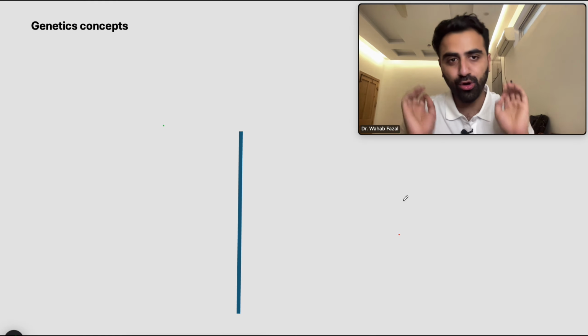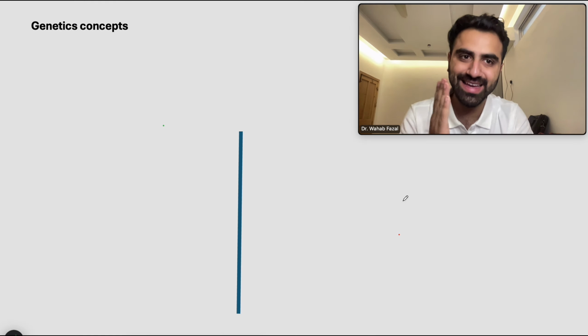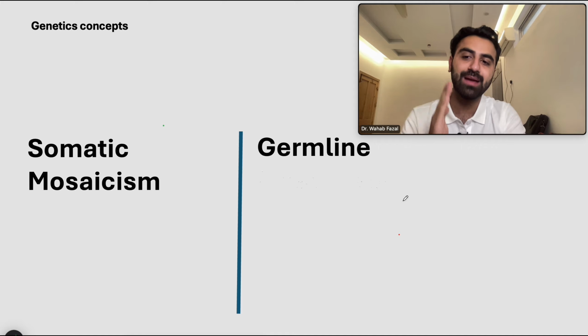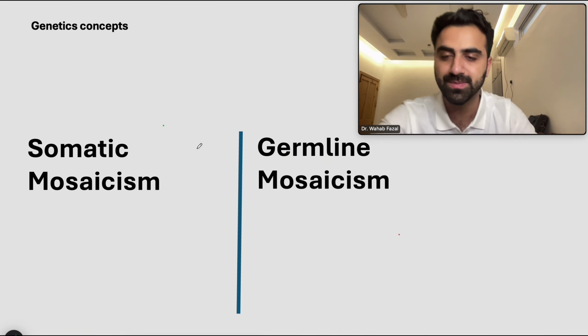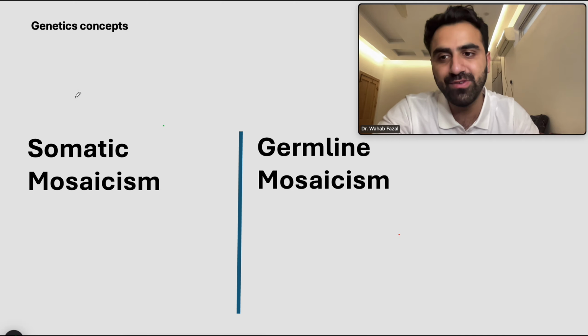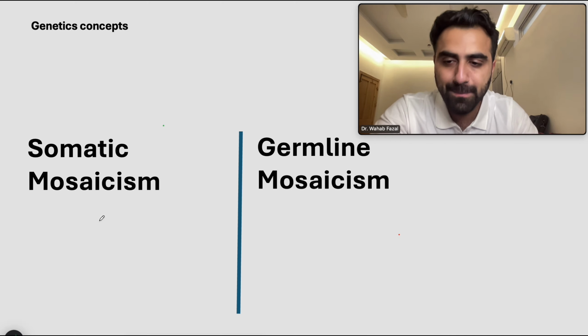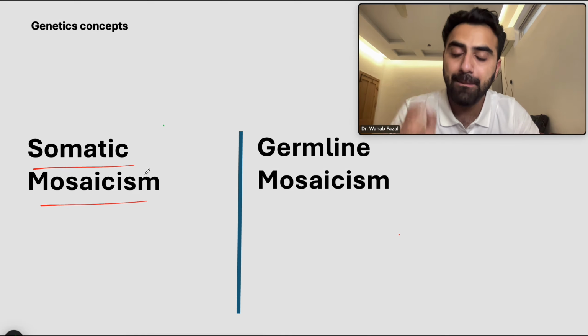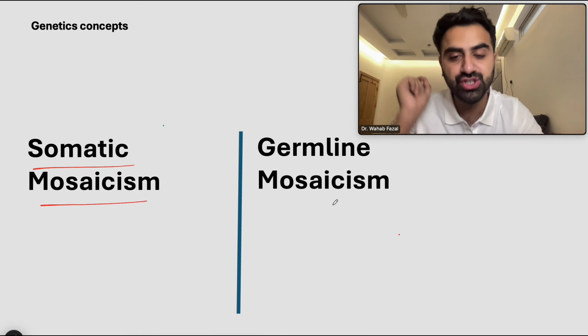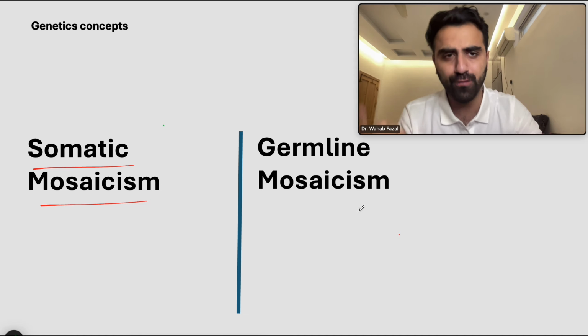Now there is a very important concept in mosaicism, that there are 2 distinct types. One is somatic mosaicism and one is germline mosaicism. The main difference between the two is that somatic mosaicism happens after fertilization, and germline mosaicism happens before fertilization.